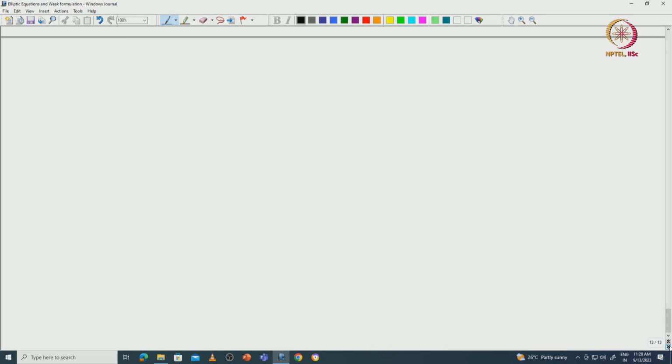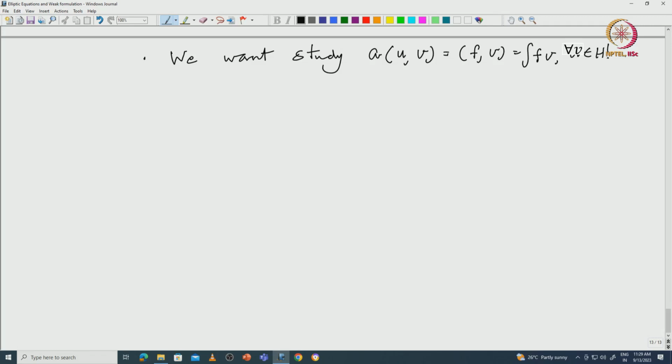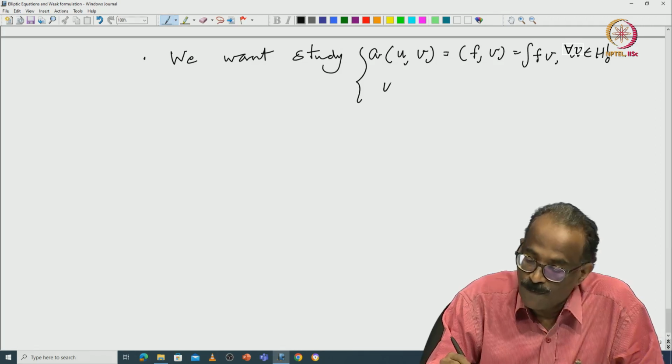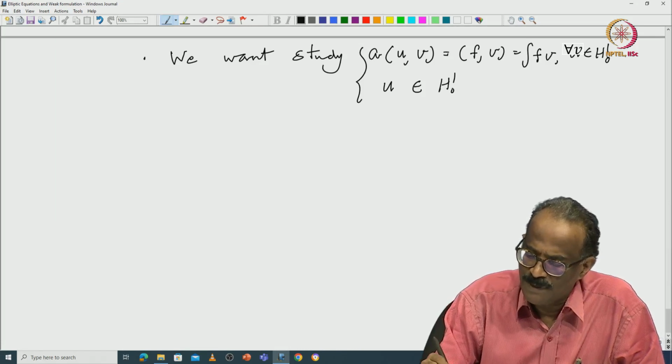Let me do a couple of things more, a definition, and then maybe I will stop since I do not have time. We wish to study Au, v equal to f, v, where f, v means the integral of fv. It can also be some other duality. I will make such remarks later, even for the L0 operator. You want to find u in H0. Keep that in mind.